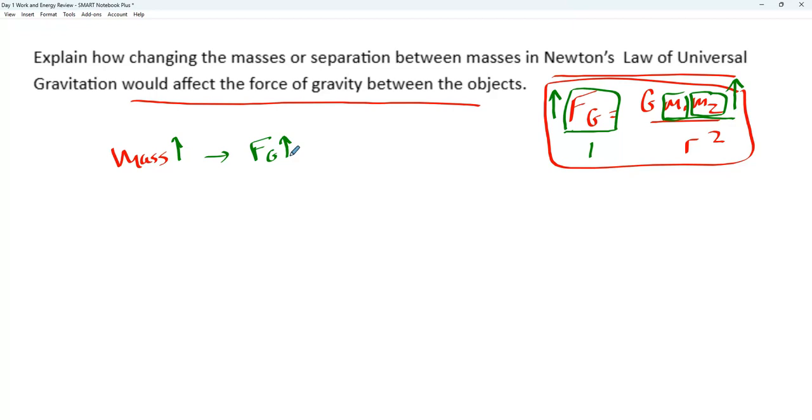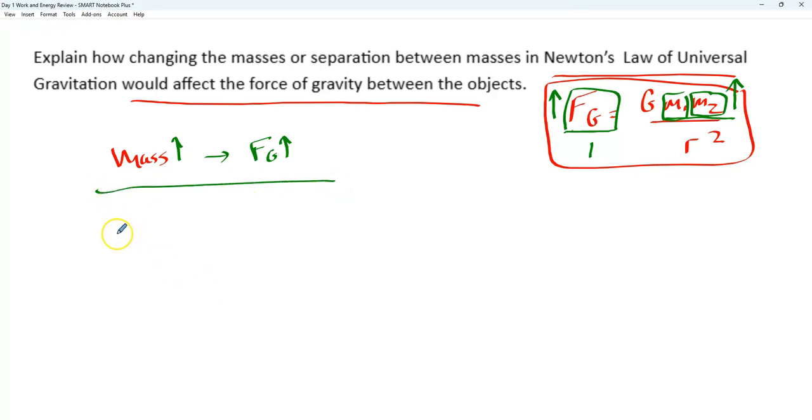So if we're thinking about a situation with the person and the Earth, a heavier or more massive person is heavier because their mass is getting bigger, and their weight, which is the force of gravity, would get bigger. The exact opposite is true as well. So if the mass gets smaller, then the force of gravity would get smaller. It's a direct relationship, so they do the same thing.